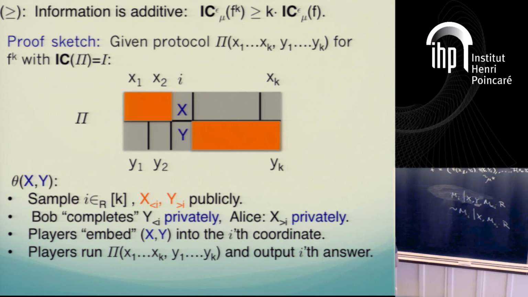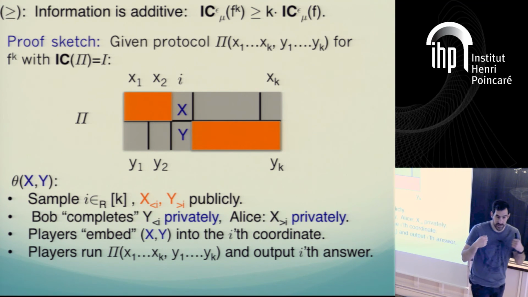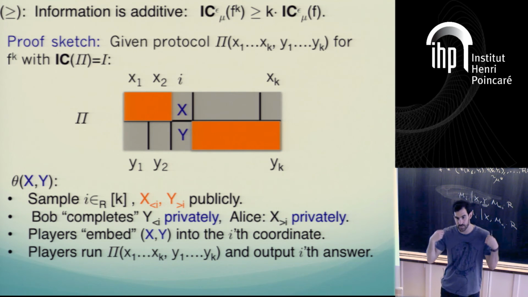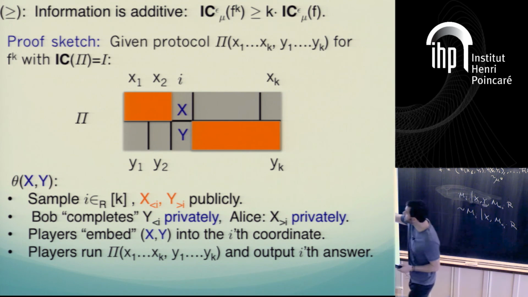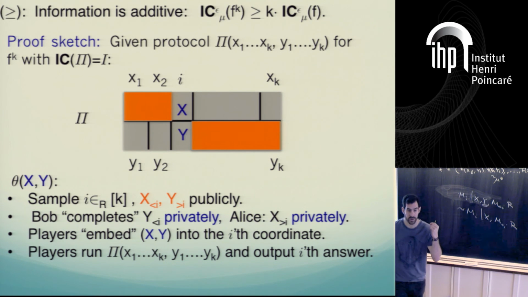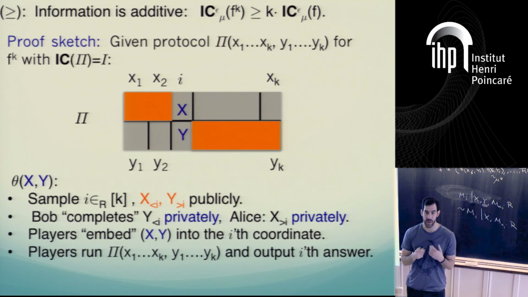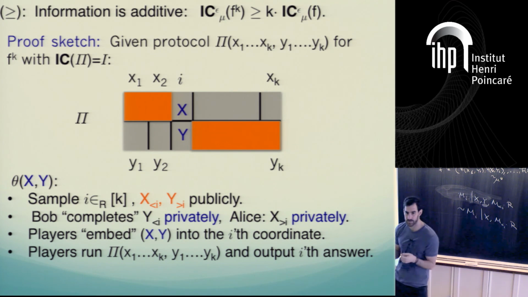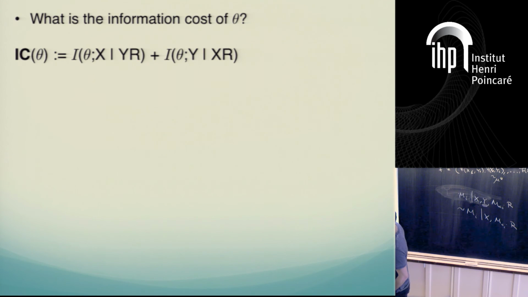The players, once they have sampled everything, just run the protocol pi, and they output the ith bit of the output. By the premise, remember, pi was a protocol with per copy error epsilon, so it's a correct protocol. In particular, it outputs the correct answer to the ith copy with probability 1 minus epsilon. So all that remains is to analyze its information. Let's do that in the remaining 5 minutes, and then we'll take a short break and come back.